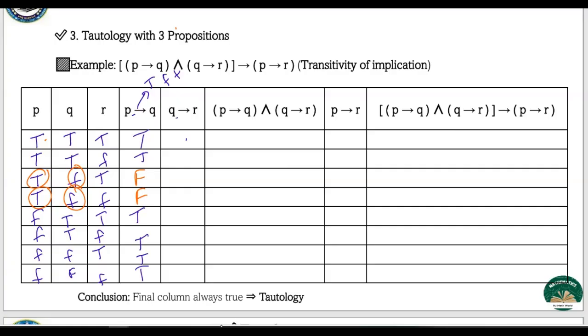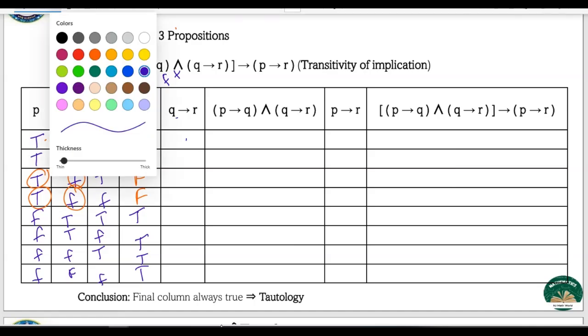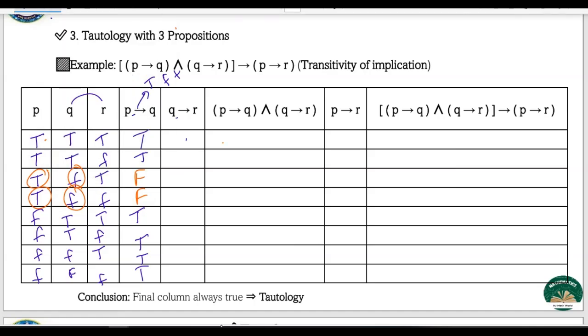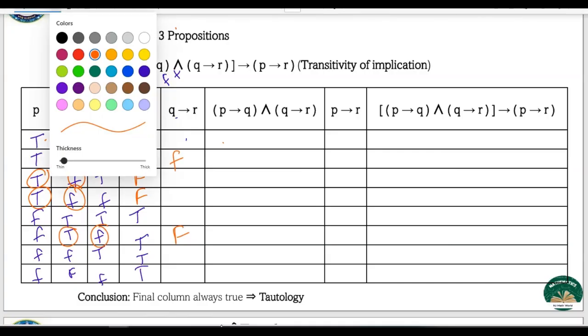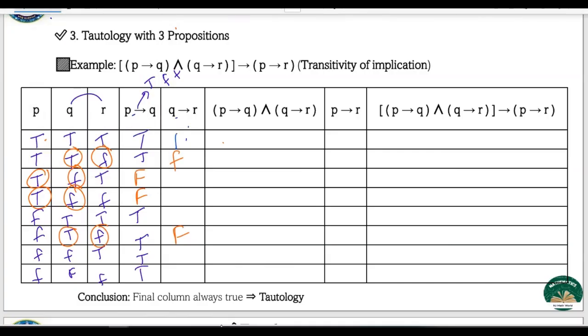Now the next one is Q and R. In these two we'll check the same condition once again. We'll check for T and F. It is F for the second and third. Yes, we have T and F here, so it is F. Then we have T and F here, so it is F. Then we don't have any more, so the remaining values will be T.